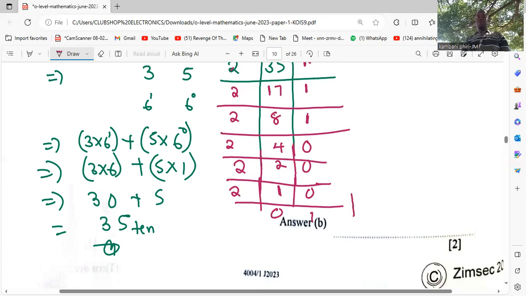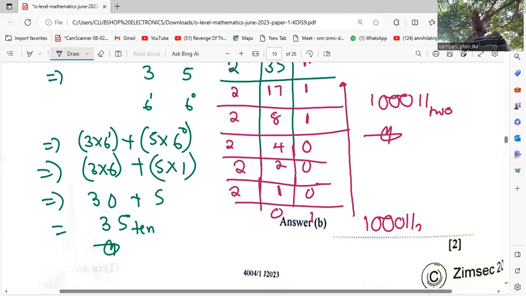So when picking, we pick from down going upwards. So we have got 1, 0, 0, 0, 1, 1, base 2. This is our answer: 100011 base 2. Basically, that's how you complete that. All right.